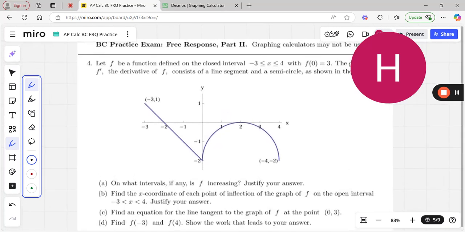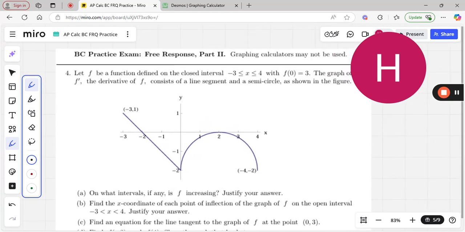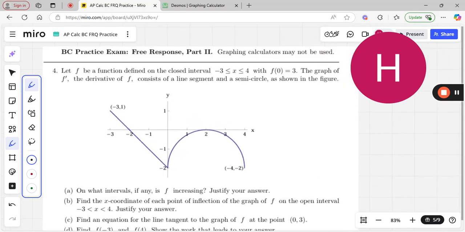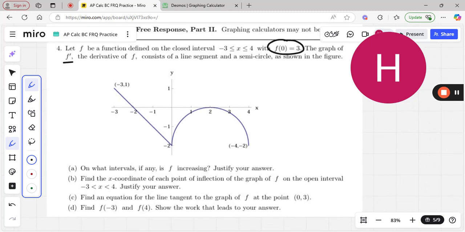So we have this graph here. We have a function that's defined on this closed interval from -3 to 4. And we're given the initial condition. So the graph is actually f prime. So this is the graph of f prime. Got it. It consists of a line segment and a semicircle. Nothing too intense. Let's look at part A.